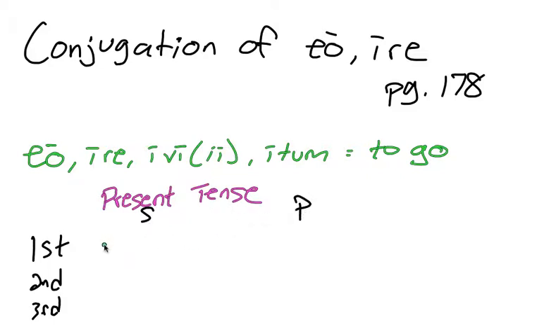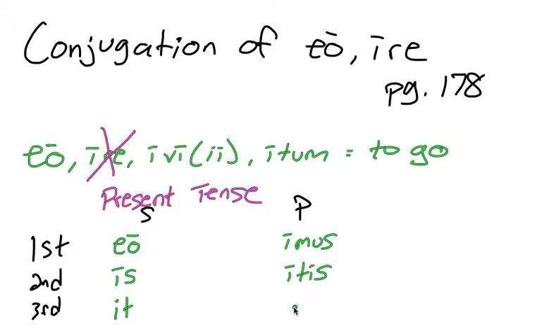Okay, so when we conjugate eo, first singular is eo, and then, think of it as you would conjugating any other verb essentially. Take off the re, and then we add endings. So it's eo, is, it, imus, itis, and in the third plural it's eunt. So third plural looks different, right? But the second singular, third singular, first plural, and second plural are pretty regular. Okay, so eo, is, it, imus, itis, eunt.